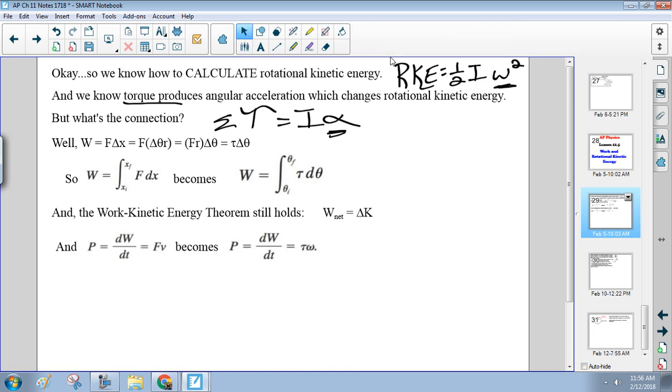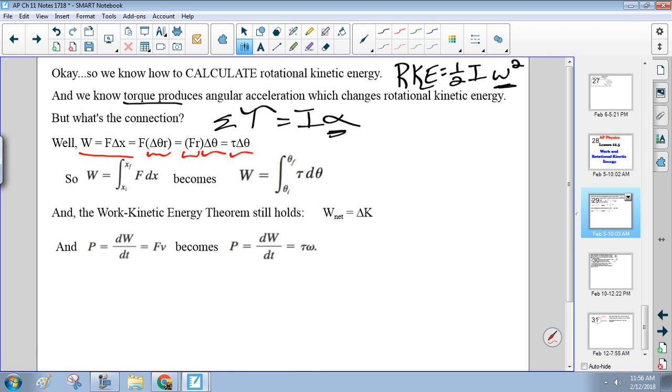Well, one of the things we learned earlier this year was this. The work done by a force is equal to the magnitude of that force times the displacement. Well, remember, displacement is just change in theta times the radius at which your displacement is occurring, right? Rearranging this, we can make this into force times radius times change in theta, which is simply torque times change in theta.